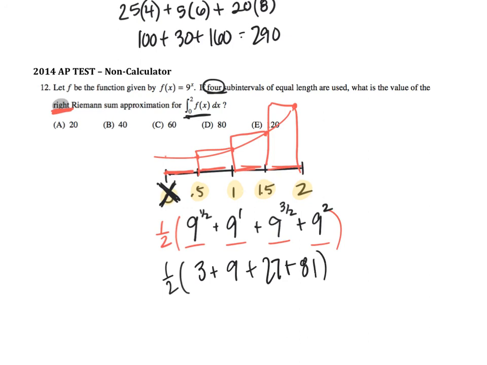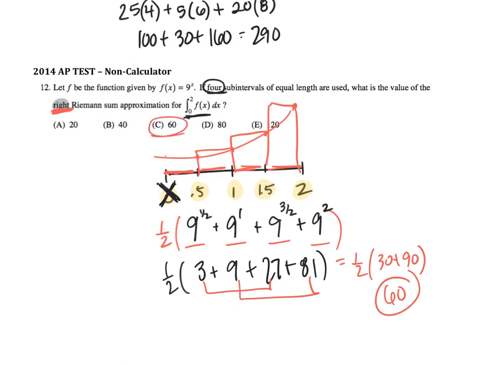9 squared is 81. When we add things together, I'm going to think of this as 27 plus 3 is 30. 81 plus 9 is 90, getting me 90 plus 30 is 120, and half of that is 60. All right, let's keep cranking.